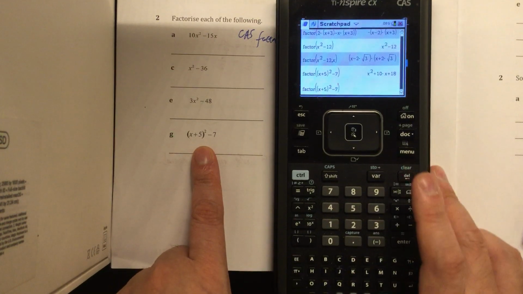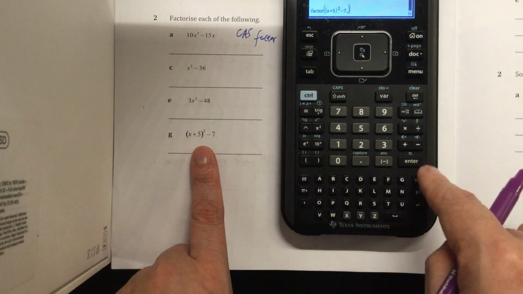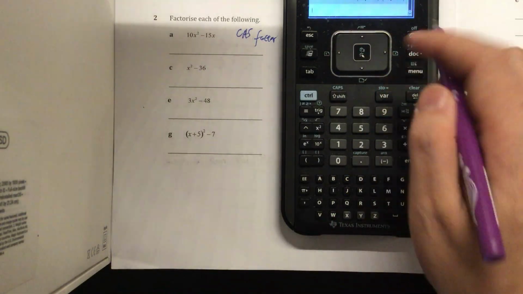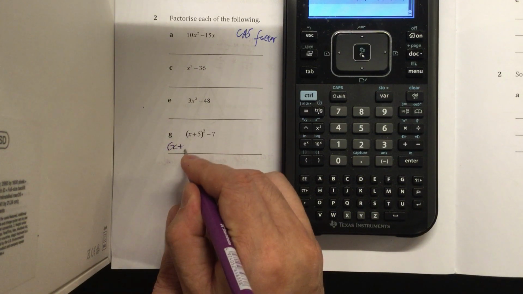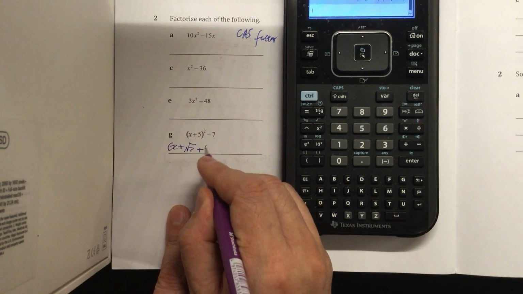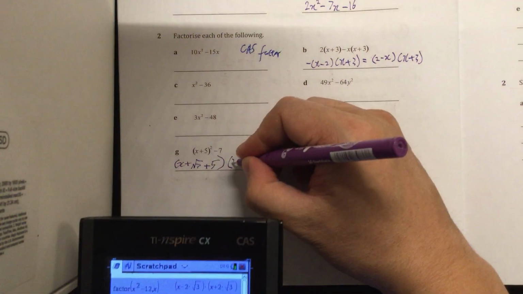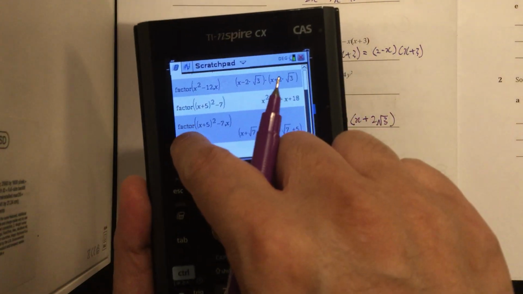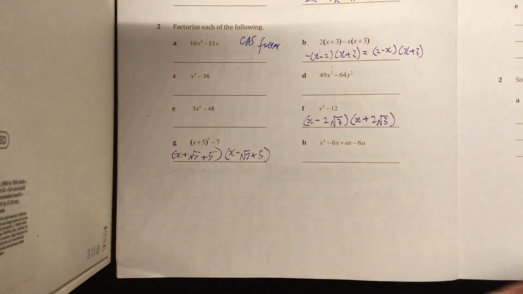Hang on. I need to put the comma inside of the bracket. Syntax error. Oh, I forgot to put the x in there. See, it does this for you. So x plus square root of 7 plus 5, x minus square root of 7 plus 5. It does everything for you. For those of you who cannot traditionally easily factorize, simply put a comma in it.